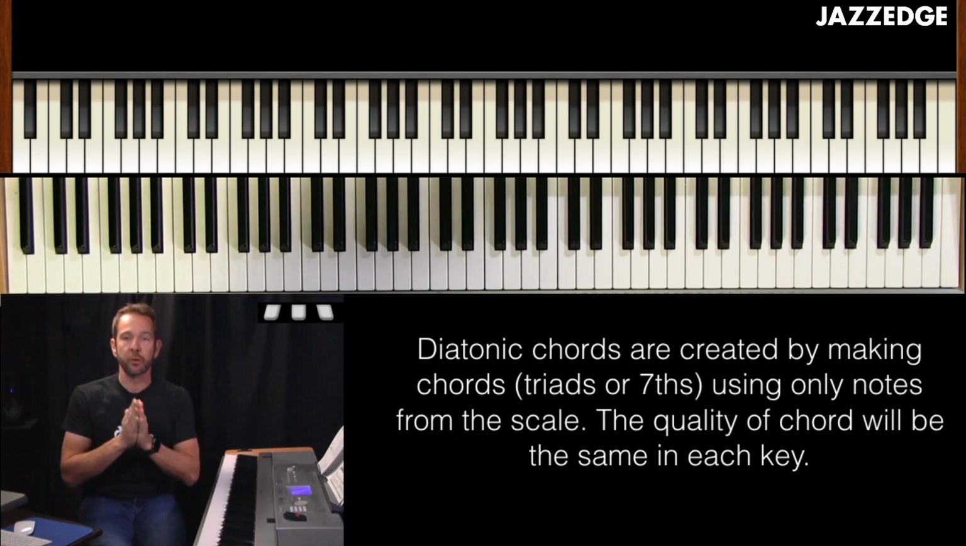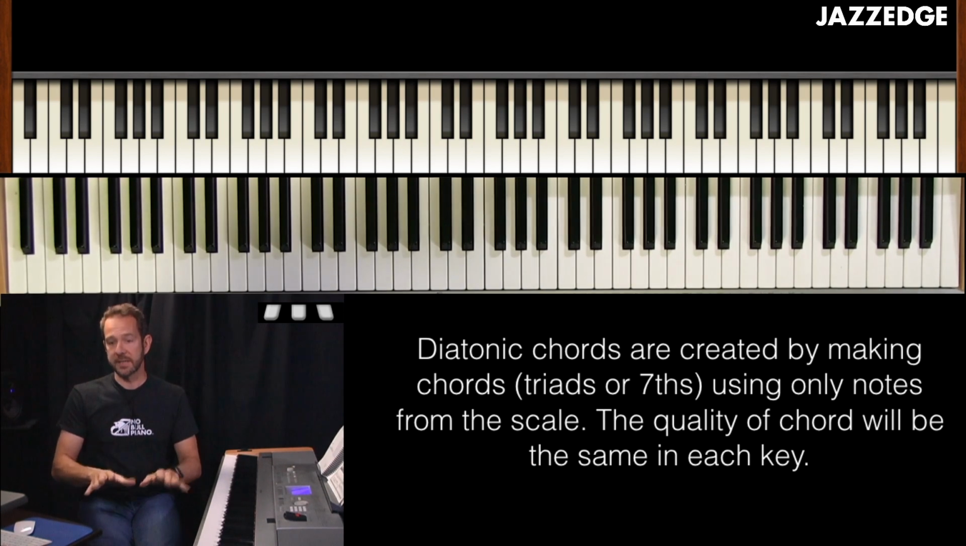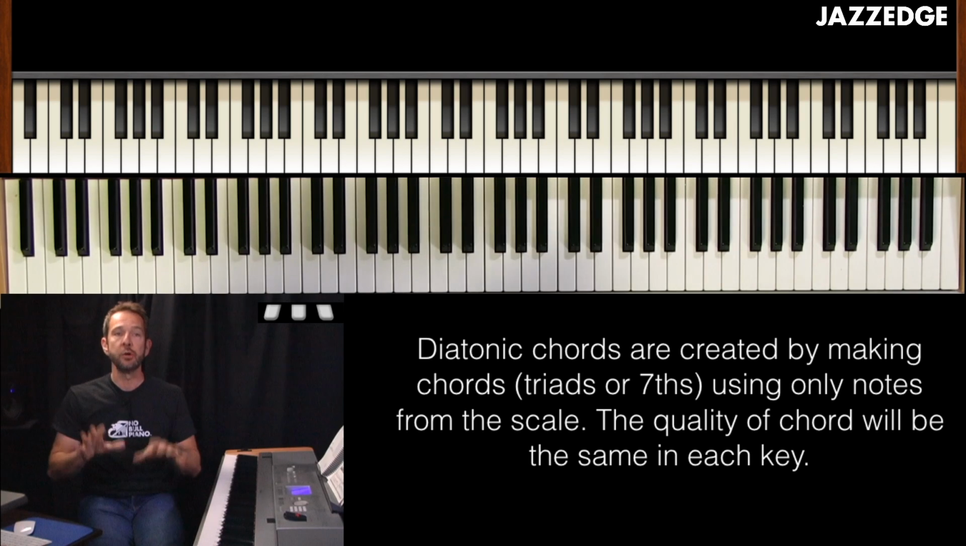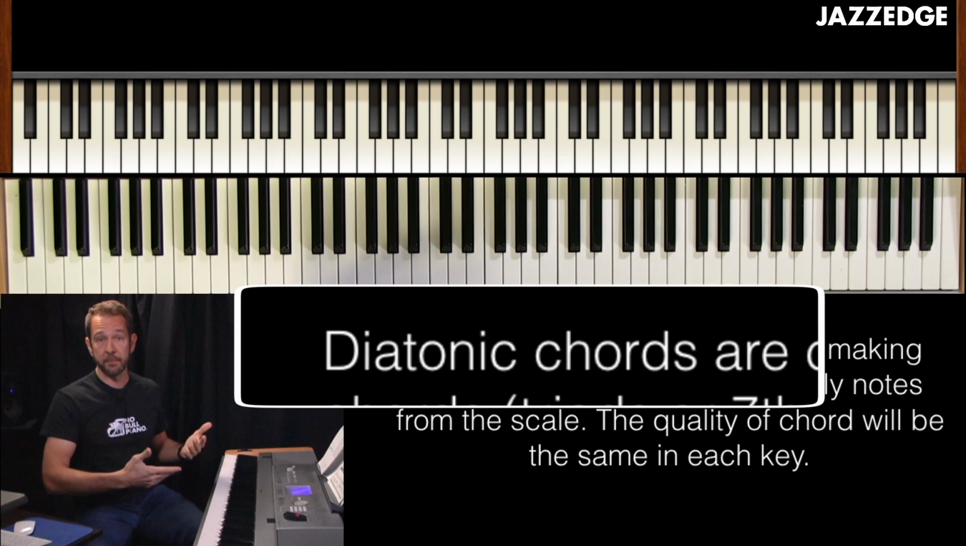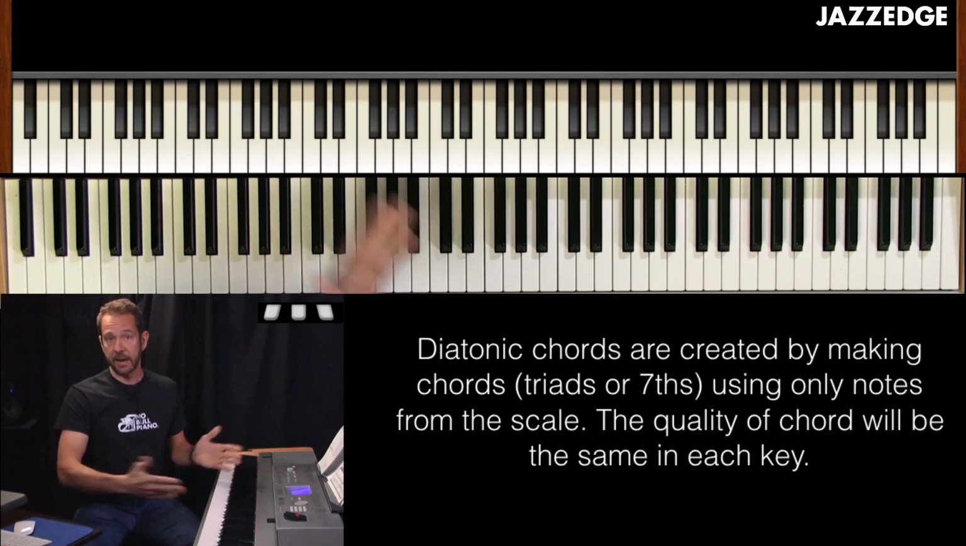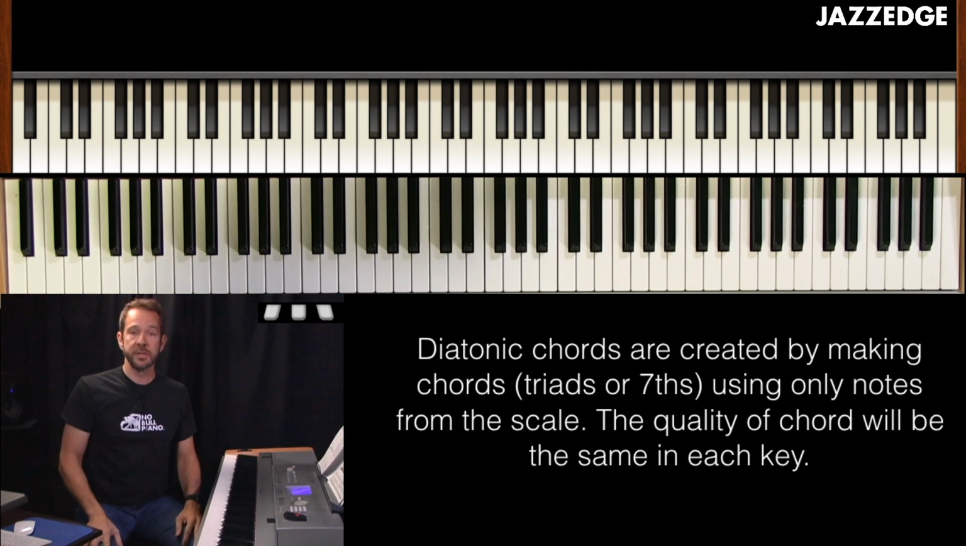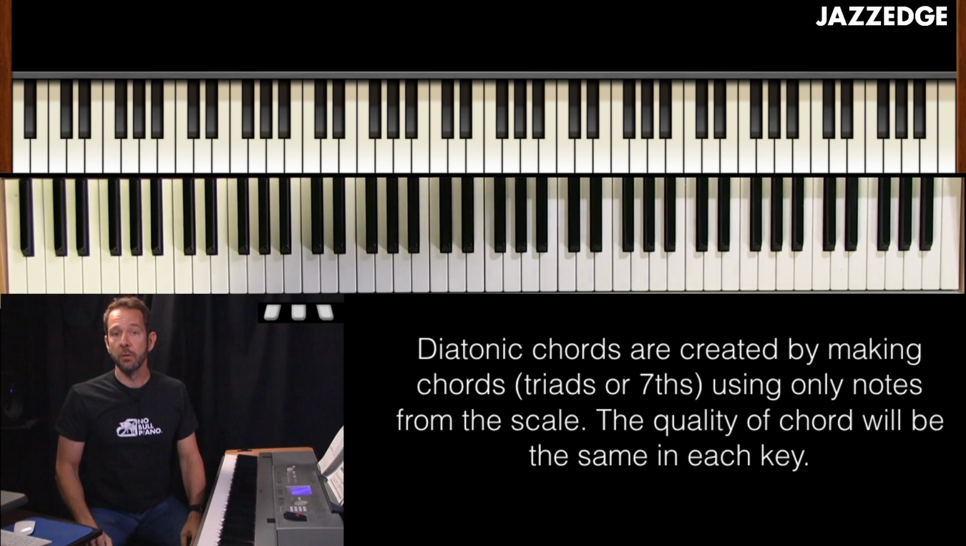Diatonic chords are created by making chords, now that's a triad or a seventh chord, using only notes from the scale. The quality of the chord will be the same in each key. All right, so now let's break this definition down. So diatonic chords, remember that diatonic means notes from the scale, all right? So diatonic chords are chords that are only using notes from the scale.